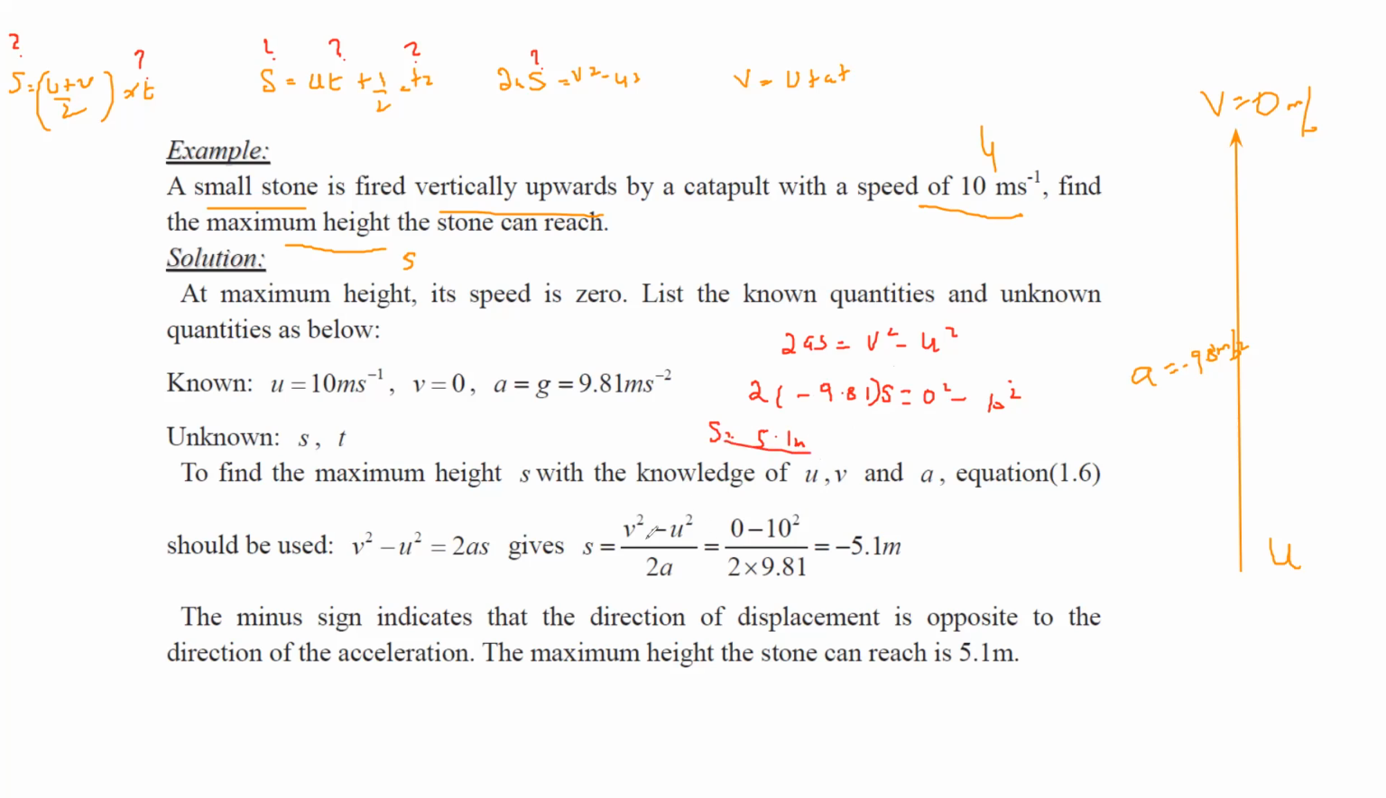But as you can see, when they solve for acceleration, they took 9.8, and they're getting a negative answer. So what is the meaning of a negative answer? The minus sign indicates that the direction of displacement is opposite to the direction of acceleration, and it is obvious here that the object is rising against gravity. That's why it is coming out as negative. Is this example clear?